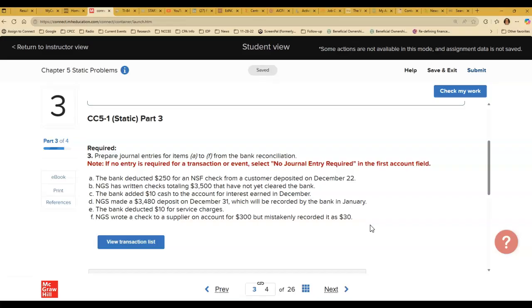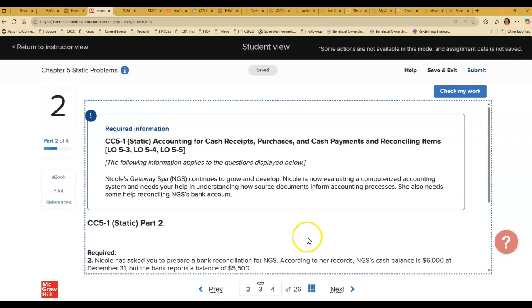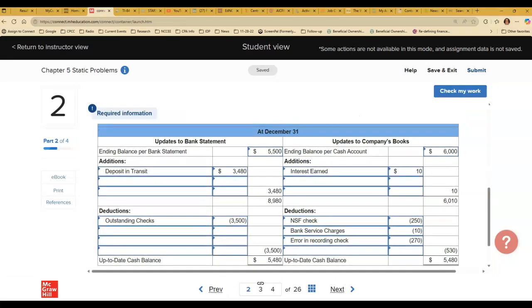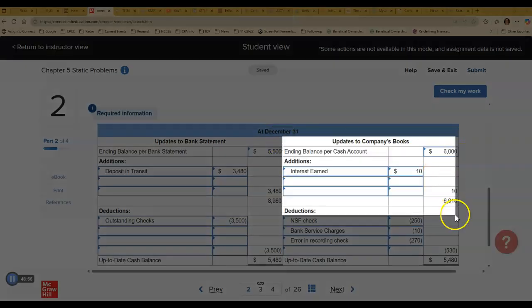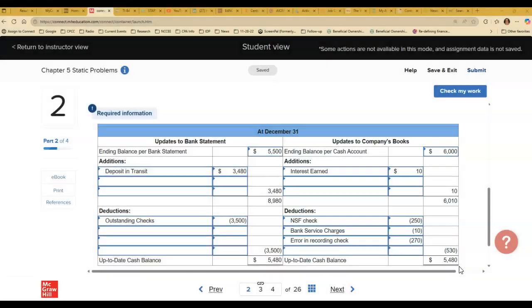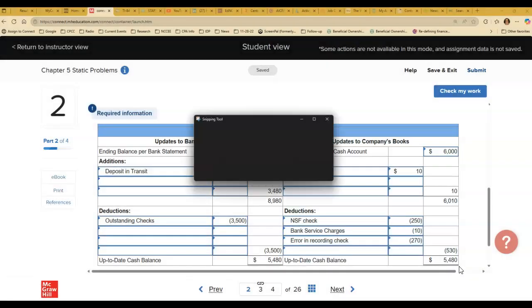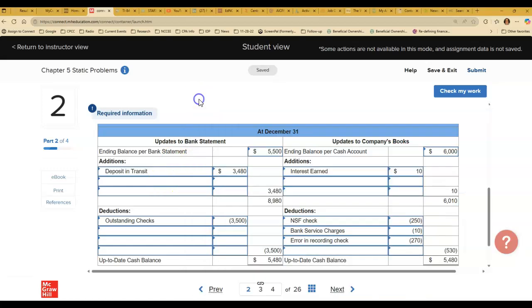Okay. So the next one says, prepare a journal entry for items A through F from the bank reconciliation. All right. So let's go back to the bank reconciliation, and I'm going to hit the snip and pick up our side of the bank reconciliation. Remember, those deposits in transit have already been taken to the bank. They'll just clear the next day, which happens to be next month. And these outstanding checks will eventually clear through the system and will automatically update. So you don't have to do anything with these at all.